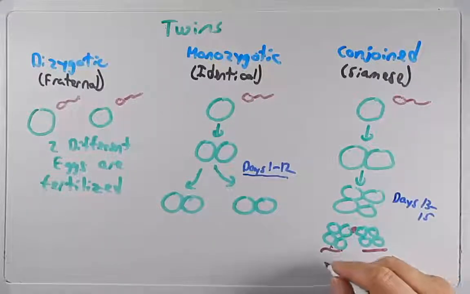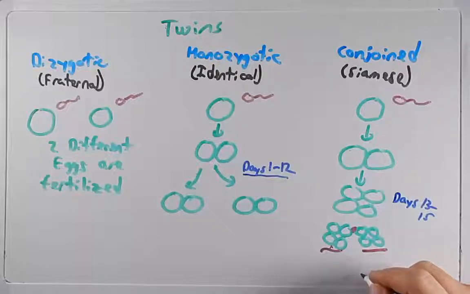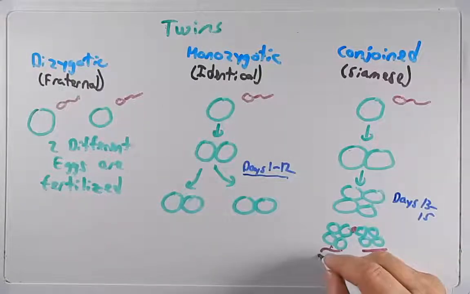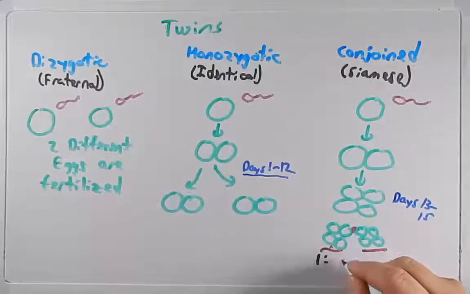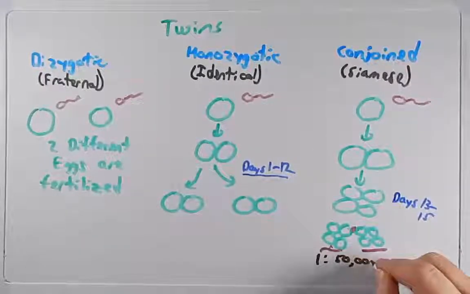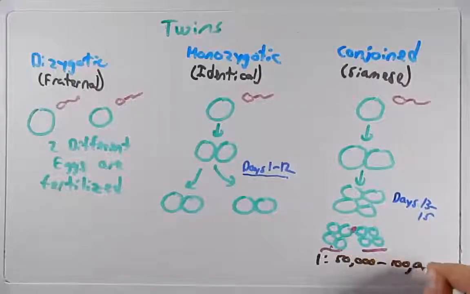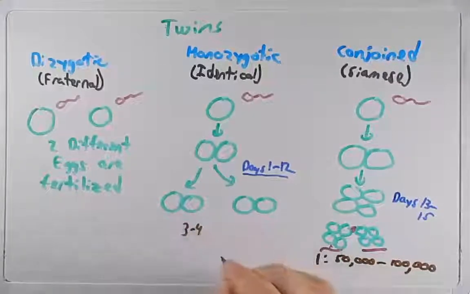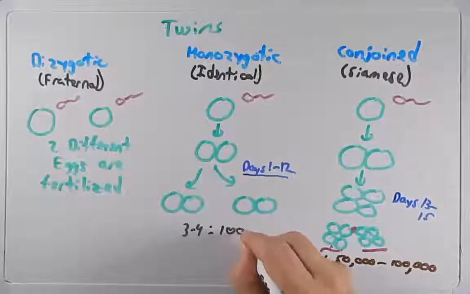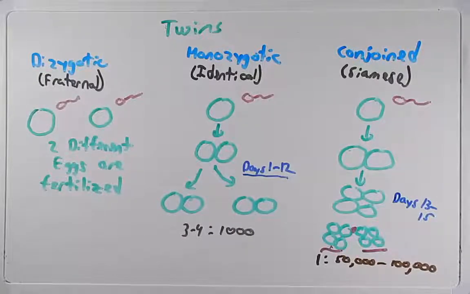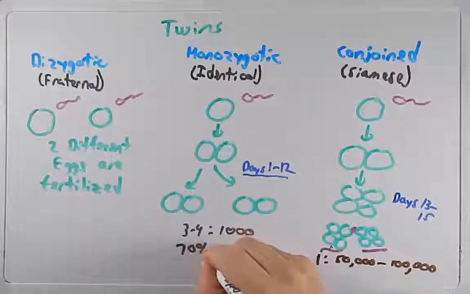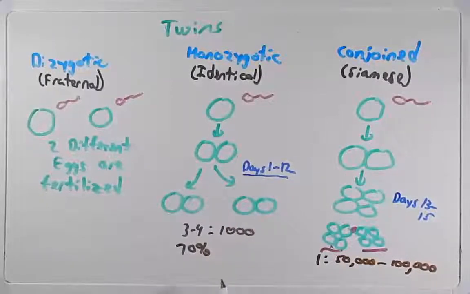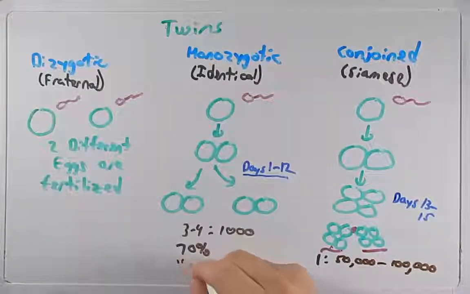It seems unlikely I would ask you on a test what the chances of this happening are, but you might just be interested. It's typically somewhere between 1 in 50,000 to 100,000. So it's pretty rare that this would happen. Monozygotic twins, I might as well tell you, happen in 3 to 4 pregnancies per 1,000. So it's more common. However, in about 70% of the cases when monozygotic twins form, one of the twins stops growing and only one of them survives. Your book refers to that as the vanishing twin.